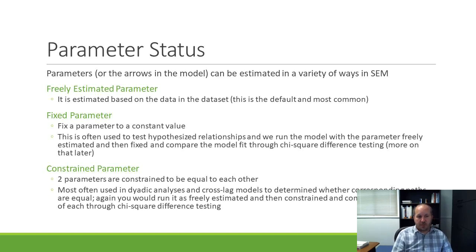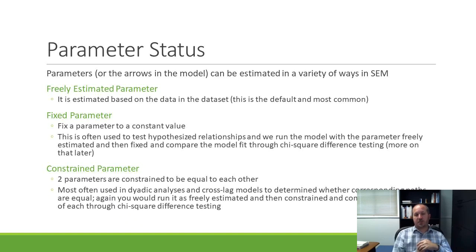We can also do fixed parameters, where we fix it to a constant value. There are times when we do this, especially in CFA and some of our longitudinal models. We also tend to do this sometimes in multiple sample analyses. The reason we do this is to test hypothesized relationships. So we run it first freely estimated, then we constrain it to be fixed and run it again, and then we look at the chi-square and the model fit, subtract the chi-square and the degrees of freedom, and look at the p-value of that. That is chi-square difference testing.